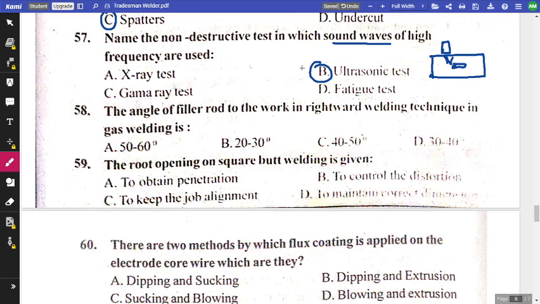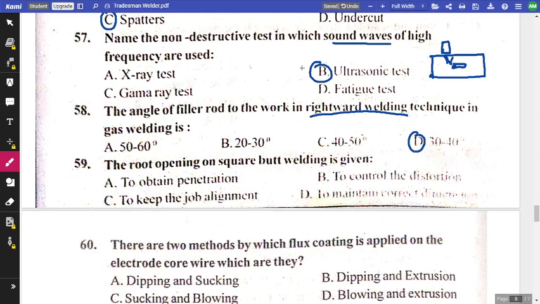The angle of the filler rod to the work in the rightward welding technique. We have already discussed the leftward welding technique, and they have asked for the rightward welding technique also. It's a very important area, the angle for rightward and leftward welding techniques. The options are 50 to 60, 20 to 30, 40 to 50, and 30 to 40 degrees. The correct option is 30 to 40 degrees for rightward.